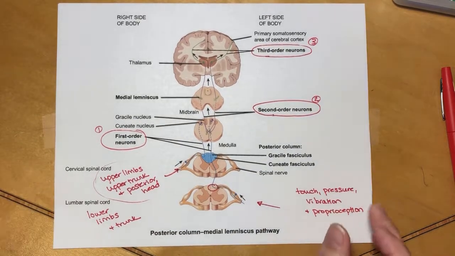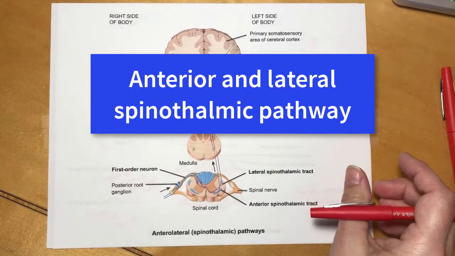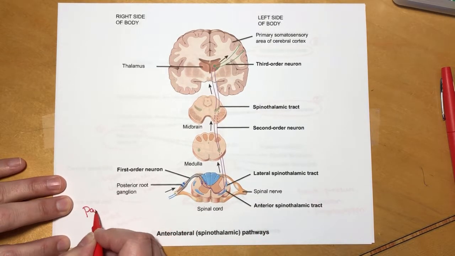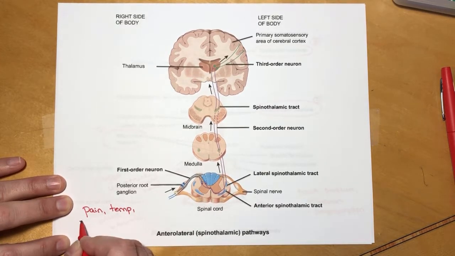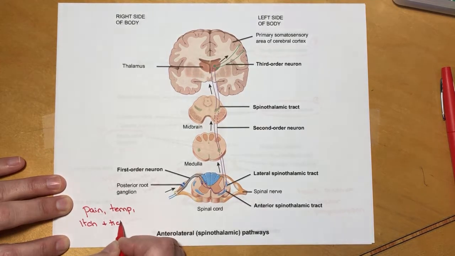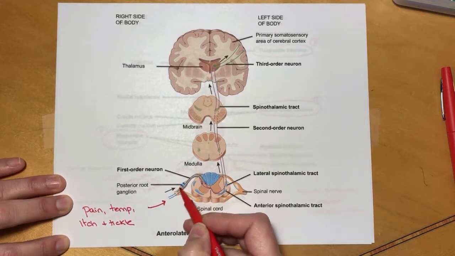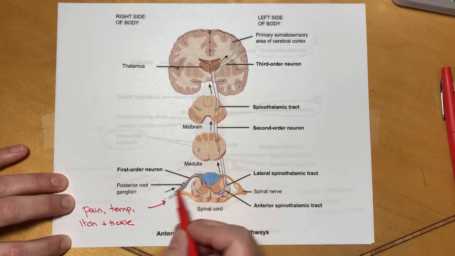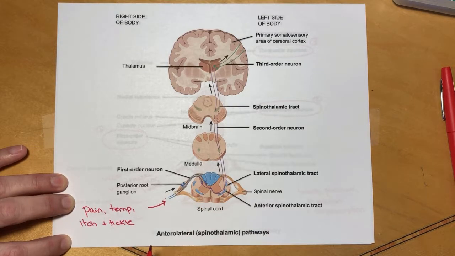You don't have as big of an ascending tract if you have information coming in from the upper part of the body. Okay, our next sensory pathway is called the anterolateral pathway. The anterolateral pathway is going to be bringing in information about the sensations of pain, temperature, itch, and tickle. So that information is going to come into the spinal cord, and here's our first order neuron. So if you're feeling pain, the information is going to come in, and that first order neuron is going to come in and synapse right there in the posterior gray horn.